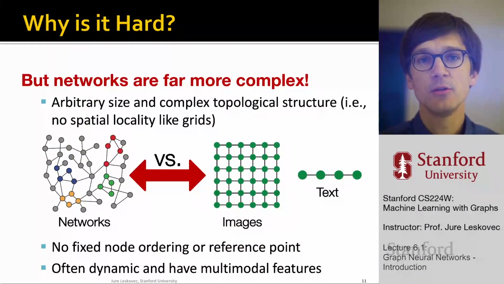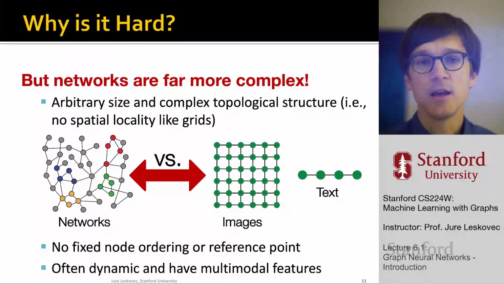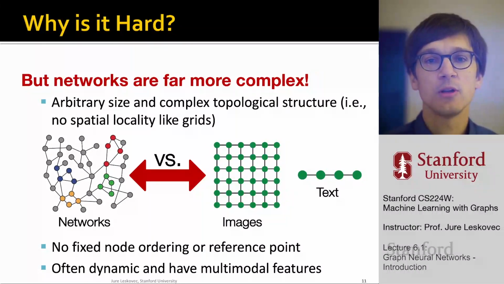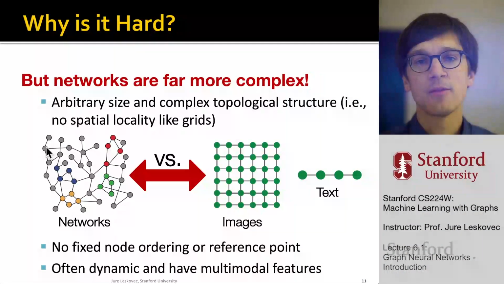And why is this hard? Why is this non-trivial to do? It is because networks have a lot of complexity, right? They have arbitrary size and they have complex topological structure. There is no spatial locality like in grids. This means that there is also no reference point or fixed ordering on the nodes, which means that in a graph there is no top left or bottom right as there is in a grid. Or there is no left and right as you can define in a text, because it's a sequence. In a graph, there is no notion of a reference point. There is no notion of direction.